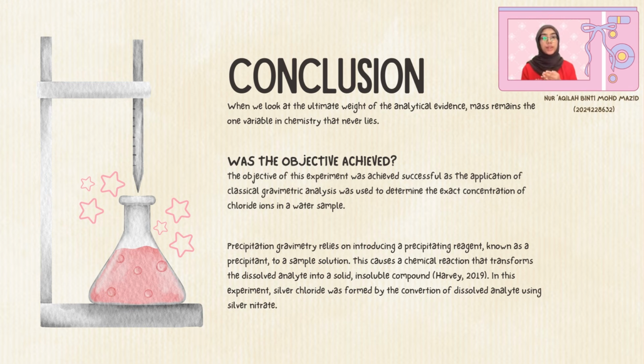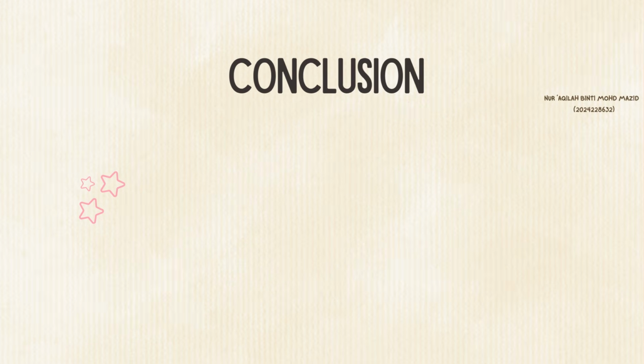We used precipitation gravimetry, which simply means we added a specific reagent called a precipitant to our liquid sample. This triggered a chemical reaction that took our dissolved analyte and transformed it into a solid insoluble compound. Specifically, we used silver nitrate to convert those dissolved ions into solid silver chloride. By weighing the final solid product, we got the precise data that we needed.